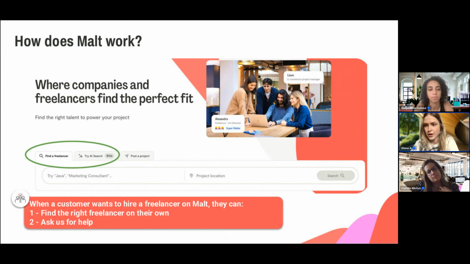Then the second option for them is to use our AI search, that Try AI search button. It's a relatively new feature that we launched last year. It's been super popular among our clients because it helps to tailor the selected profiles to the clients and narrow down the selection quite massively, so they don't have to go through a lot of profiles at one time.